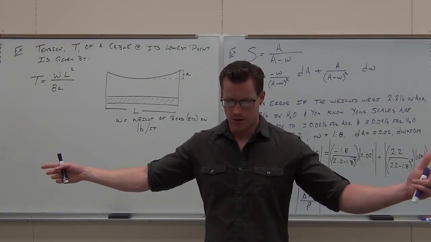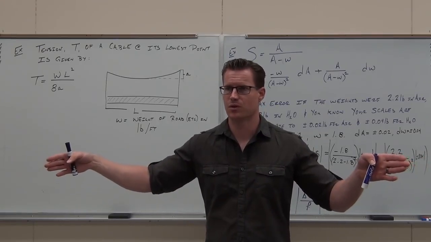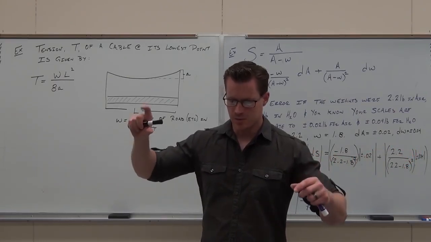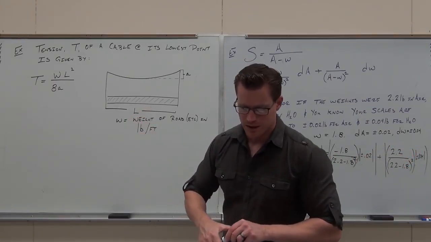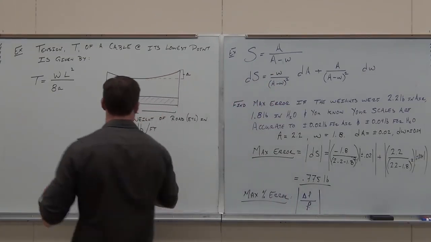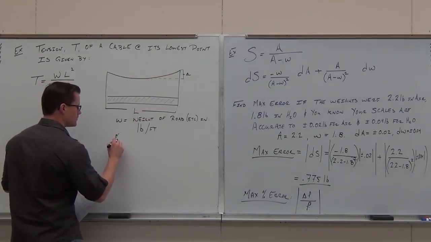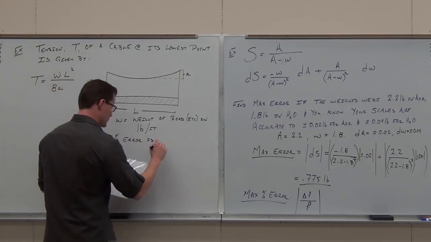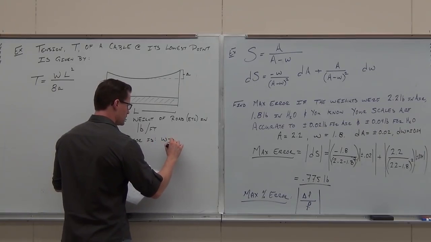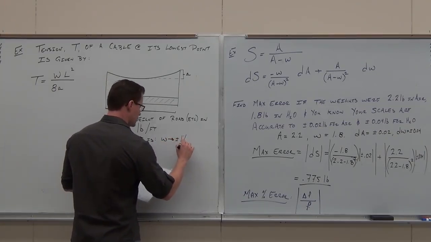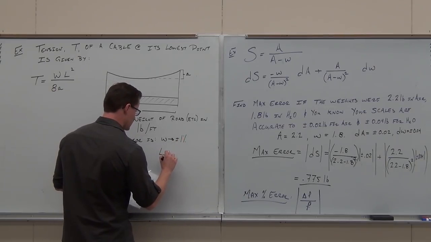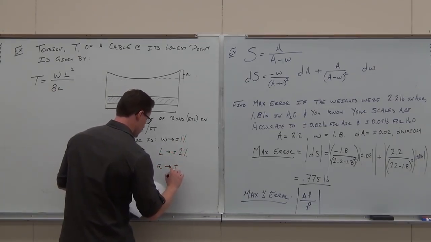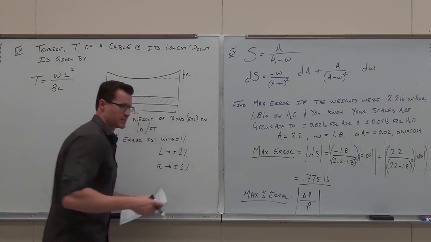The error for our length is 2%. So maybe it's a long bridge. I don't know. We're off by that much. And our A is plus or minus 2% as well. So what I know is the percentage error of these measurements is as follows.